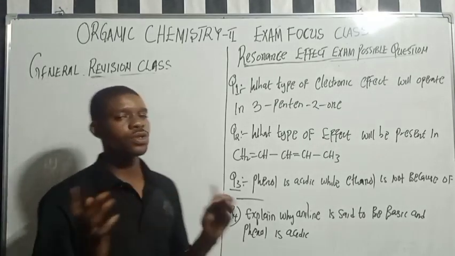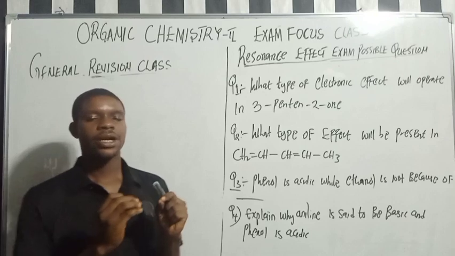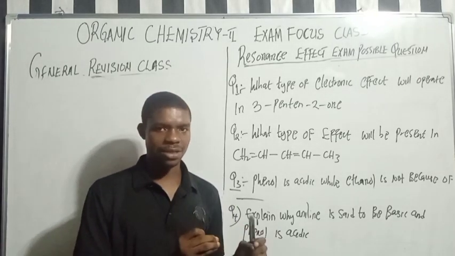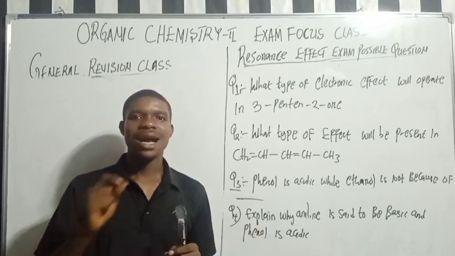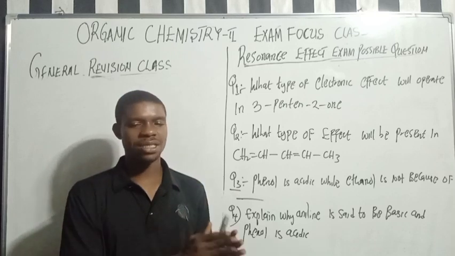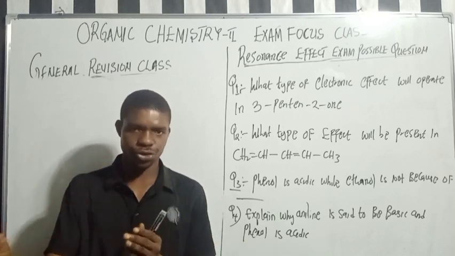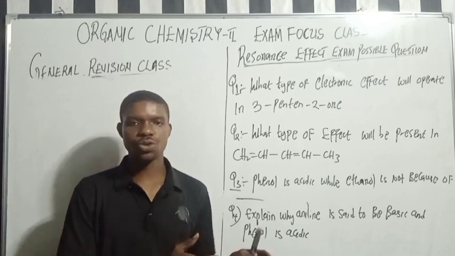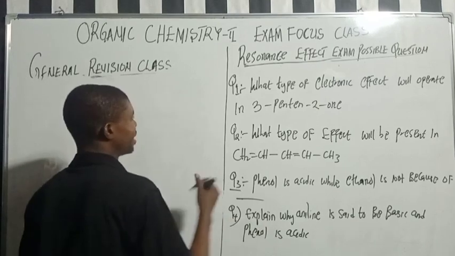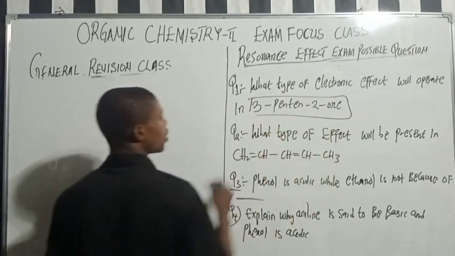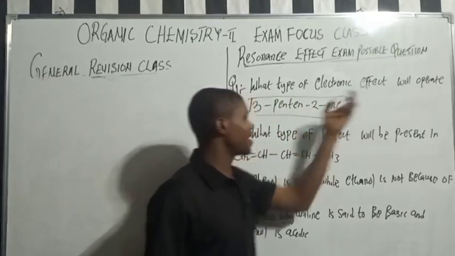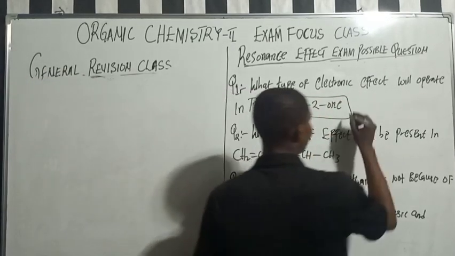Now, what you want to understand here is that resonance effects occur in unsaturated compounds. Do you get that? You have a double bond, and it must be a conjugated system. I have done a complete video on resonance effects, how to draw resonance structures. So you can still check it out if you want to learn it more. But what I want to do here is to solve this question. First, I want to draw the structure here. So the electronic effect that will operate in this one here is called resonance effect.